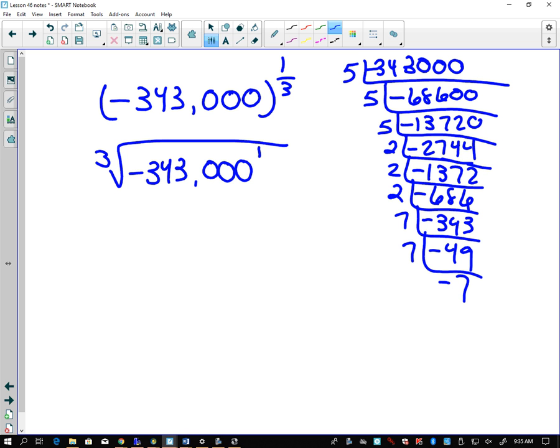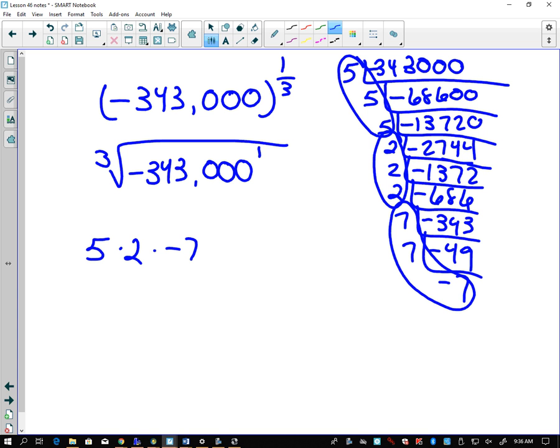Okay, now this said cube root, correct? So I need 3's of things. All right, what do I have 3 of? I have 3 5's, right? So that comes out as 1 5. I have 3 2's, okay? And really that's going to come out as negative 7. Okay? Does that make sense?